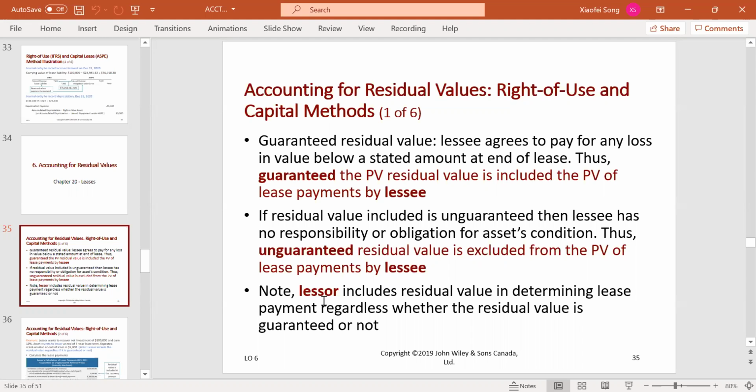The lessor, see, these are a lot of details. The lessor includes residual value in determining lease payments, regardless of whether the residual value is guaranteed or not. So the lessor will always. So here's the example.